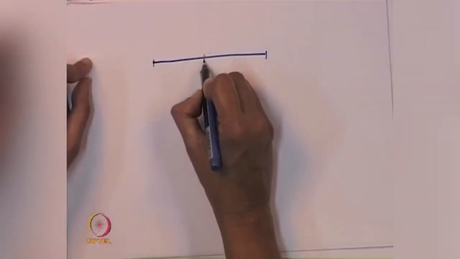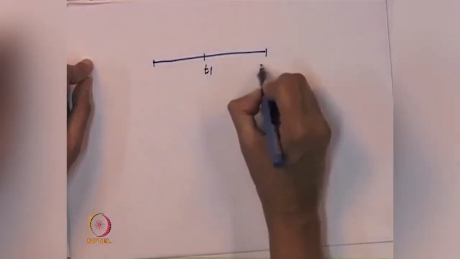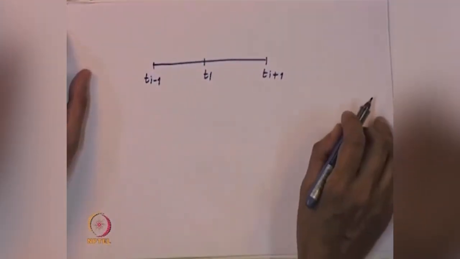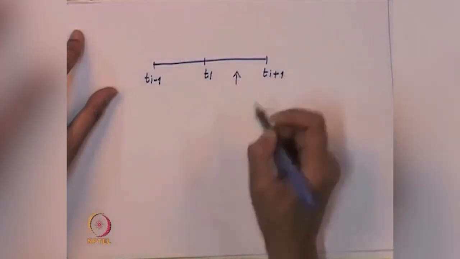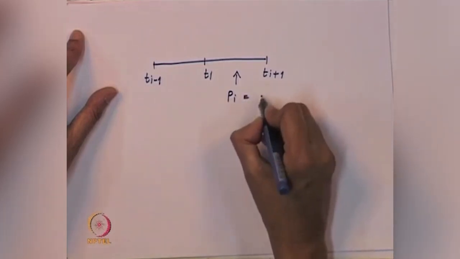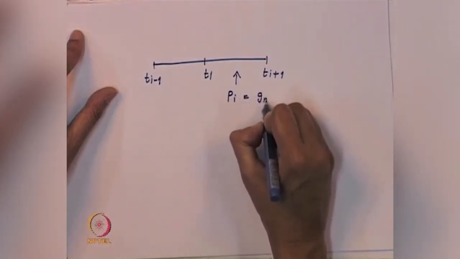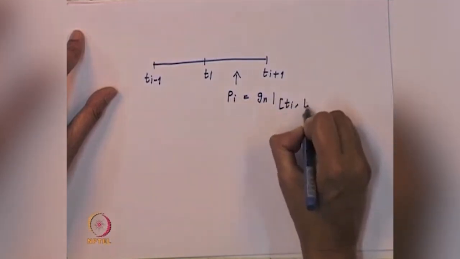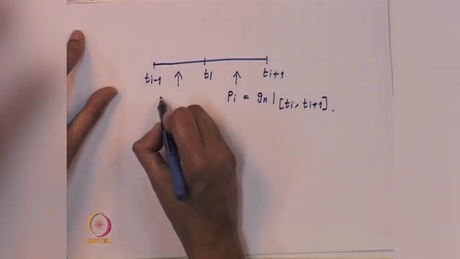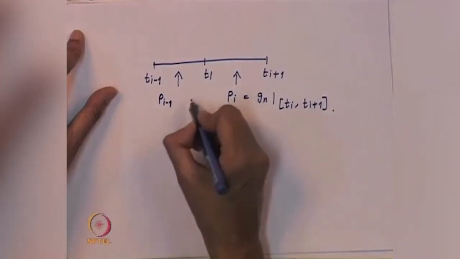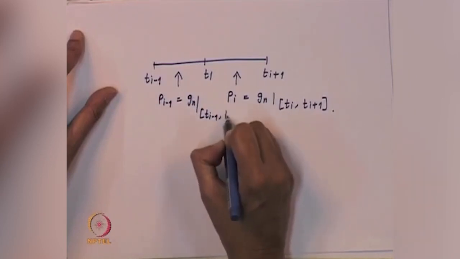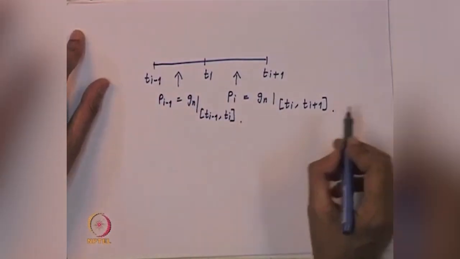So, let us look at 2 intervals. This is our interval t_i to t_{i+1}, and this is interval t_{i-1} to t_i. Here, let me denote the polynomial by p_i. So, that is g_n restricted to t_i to t_{i+1}. The polynomial here we denote by p_{i-1}. So, it is going to be g_n restricted to t_{i-1} to t_i.